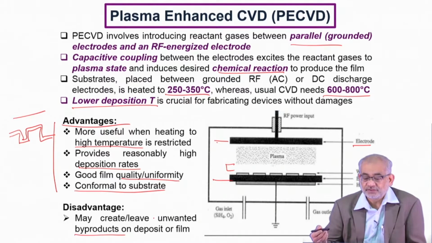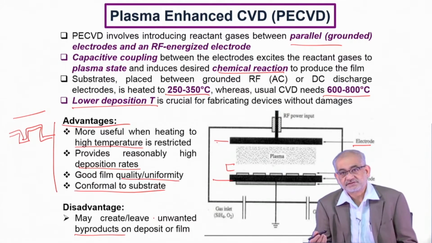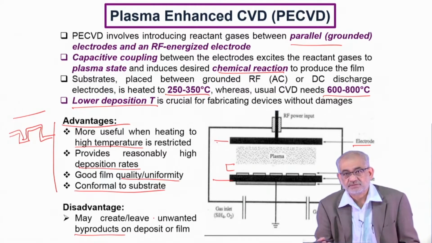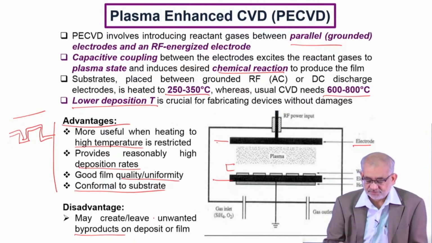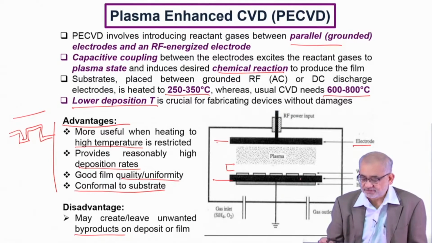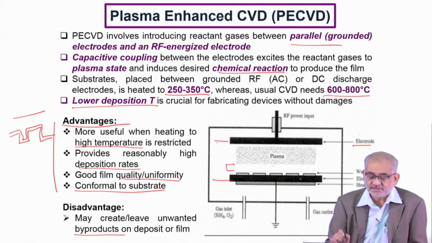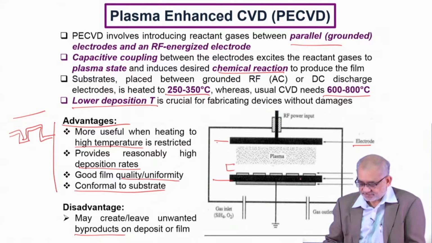You actually would like to deposit only the desired product, but there could be certain byproducts due to the reaction taking place inside the chamber, which may get incorporated. Maybe some complex interstitial compounds or intermetallic compounds may get deposited. But otherwise, kinetically, this is a much faster process.